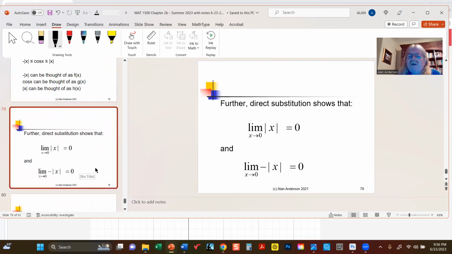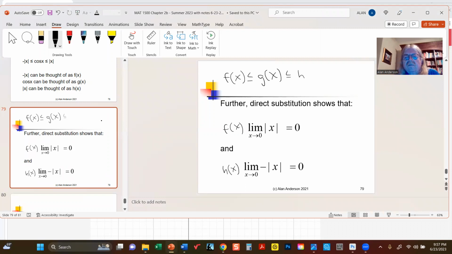Now, of course, you know that the absolute value functions are not bounded within that range. They can definitely go outside that range. So the two limits here, you can see, are both going to give us 0. So this implies that the limit of g of x is going to be 0.